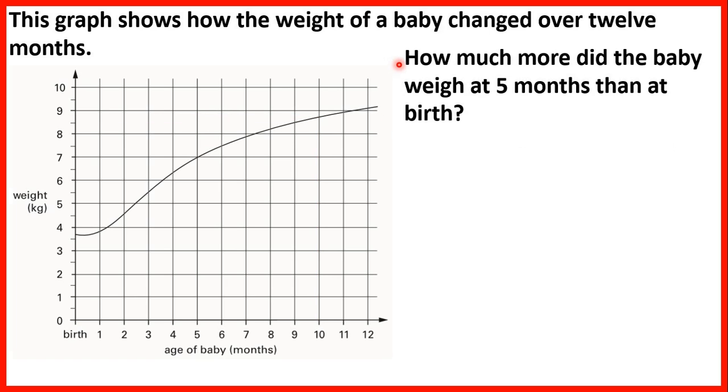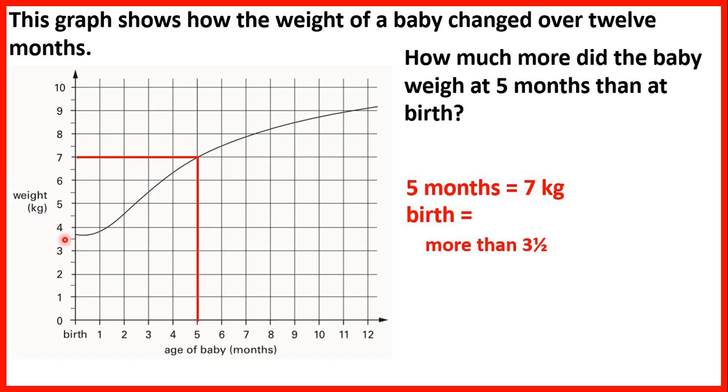Now, how much more did the baby weigh at 5 months than at birth? So at 5 months, we can see that the weight was exactly 7 kilograms. And at birth, we can see that it's more than 3.5, but less than 4. So I would estimate that at birth, the baby weighed 3.7 kilograms.